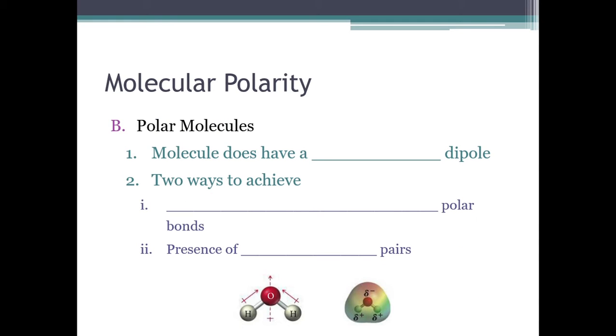On the other side of this are polar molecules. A polar molecule does have a net dipole. And again, there are 2 ways to achieve this. Either you have asymmetrical polar bonds, or you've got some lone pairs messing things up, or both. So for example, here is water. So water is 1 oxygen bonded to 2 hydrogens, and it actually also has 2 lone pairs right here.